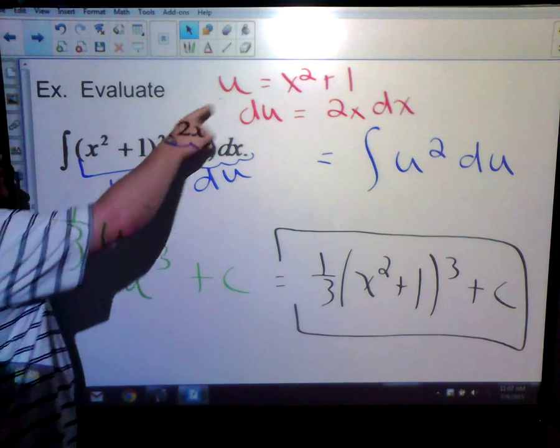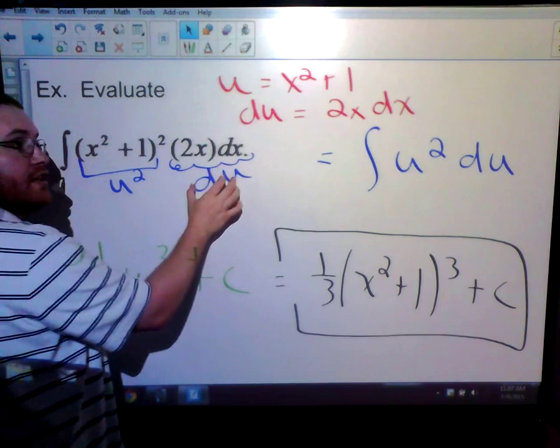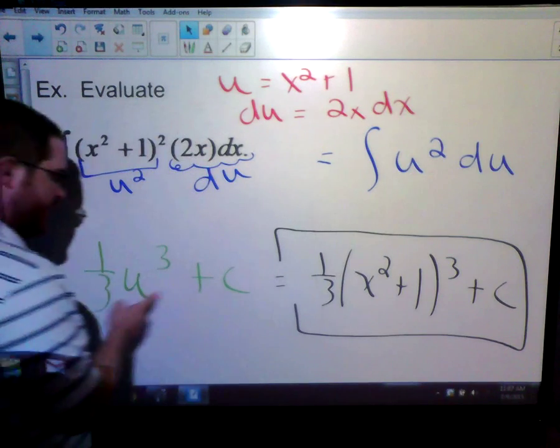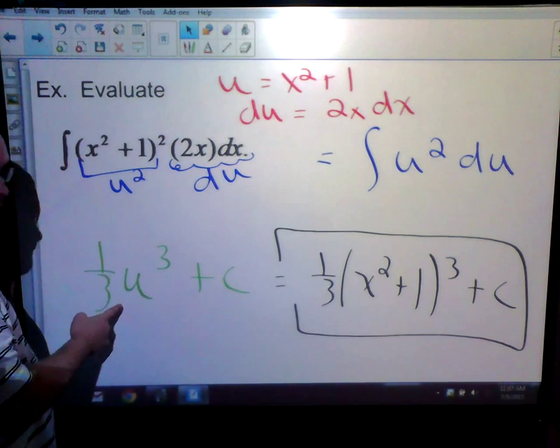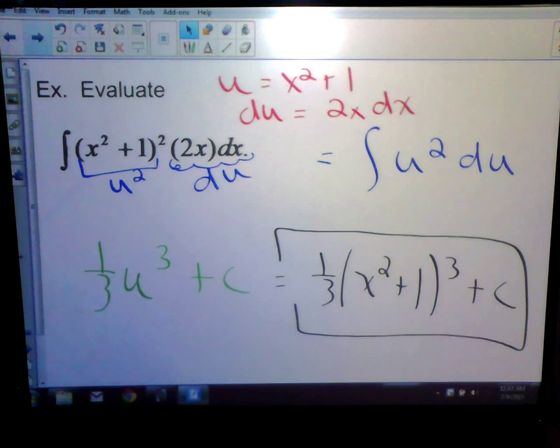Quick run through. Whatever's inside we call u. We calculate du. If it's there, great. So now I wrote the problem with u's. I integrated because there's no more outside and inside. I changed the u back to x's. I did not have to balance because it was already there.